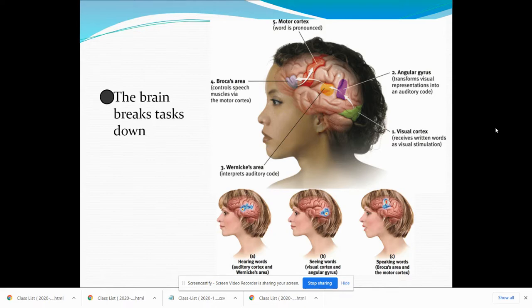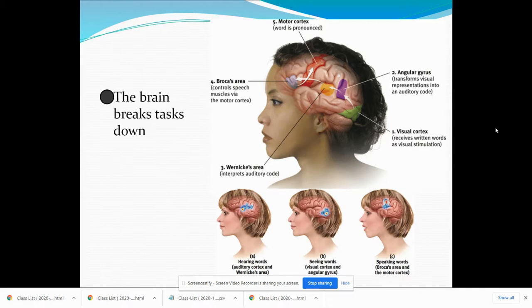If you're reading that note, the brain breaks tasks down, you're using your visual cortex. Your angular gyrus, which is an association area in the temporal lobe, will transform those squiggly lines that we know as letters into a sound that we hear in our head, in our internal monologue. Another area called Wernicke's area will interpret that code. So we'll change it to just a bunch of sounds to allow for meaning. So now those sounds then create meaning.